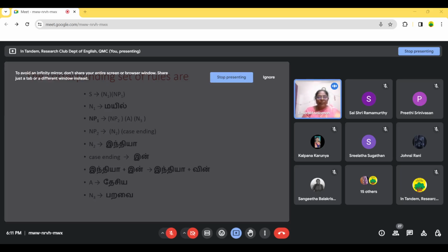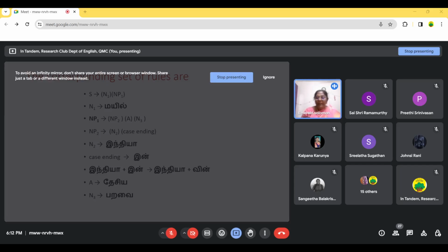Okay, so now if you see the corresponding rules for this grammar, for this sentence, S is going to N1, P1. Then my N1 is directly going to the word Mayil. Then NP1 leads to a rule. In that, NP2 has a rule. My N2 has a rule. A has a rule. N3 has a rule. And then you see a case ending there.